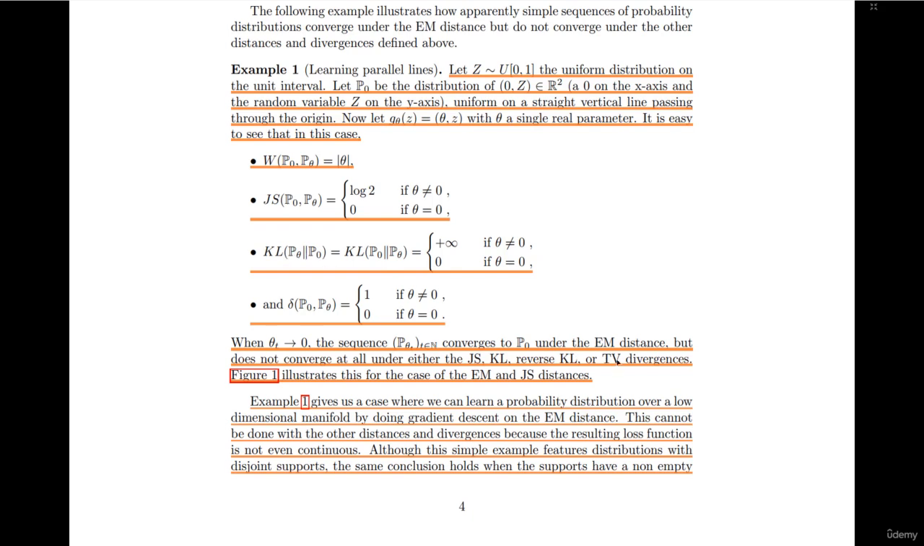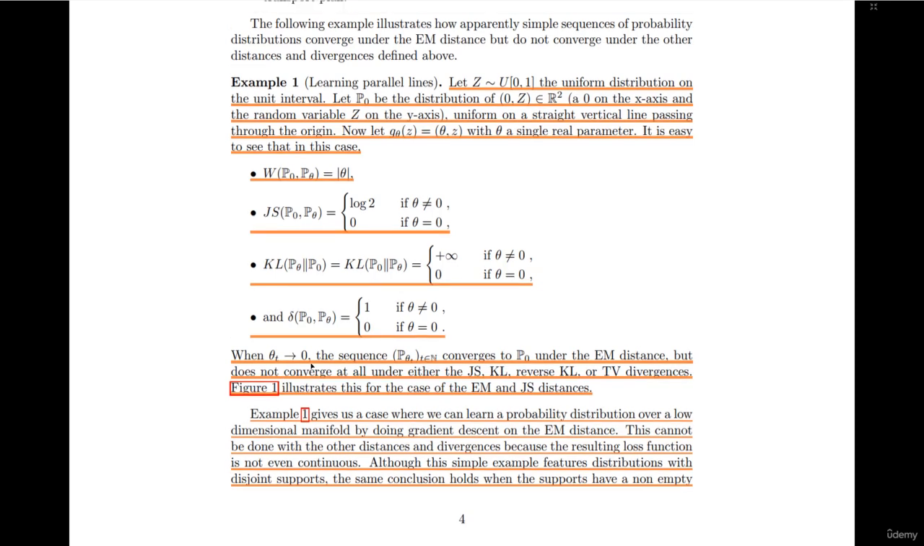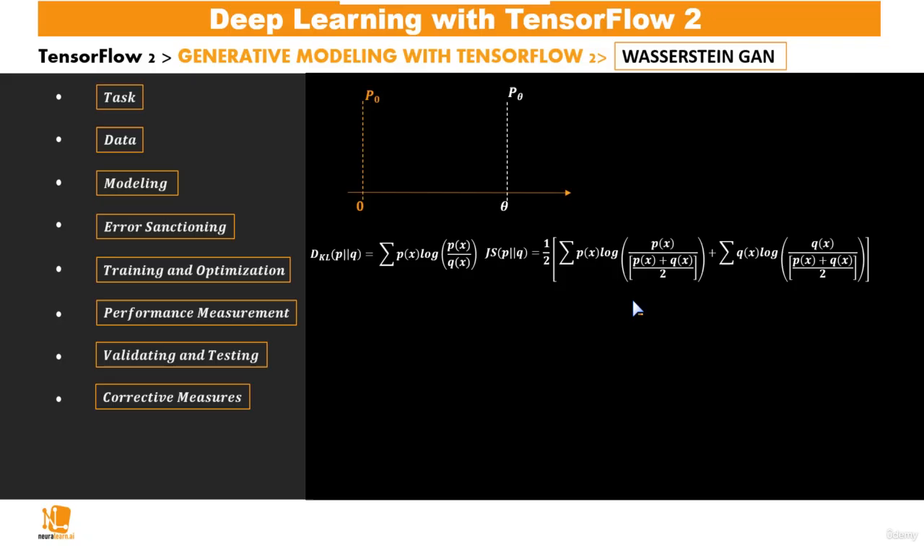So we have the reverse KL and the TV divergences, which do not converge. The reason is that, as we could see, it's only the EM distance that has a continuous value for all values of theta. We see that for the JS there is some discontinuity at theta equals 0, and for this at theta equals 0, and for this at theta equals 0. So only this actually gives the same value for all values of theta. Now let's show how they got those values in the paper.